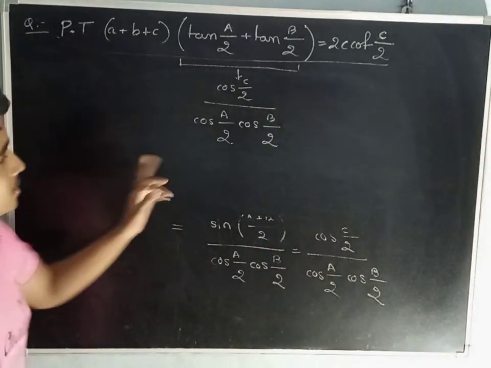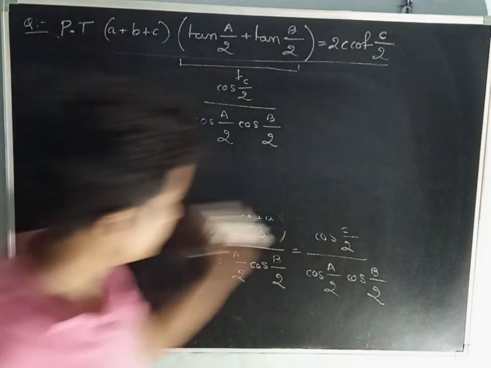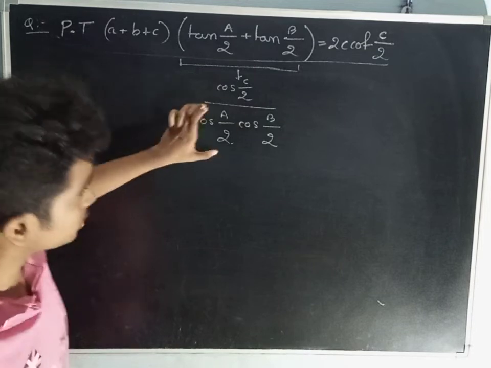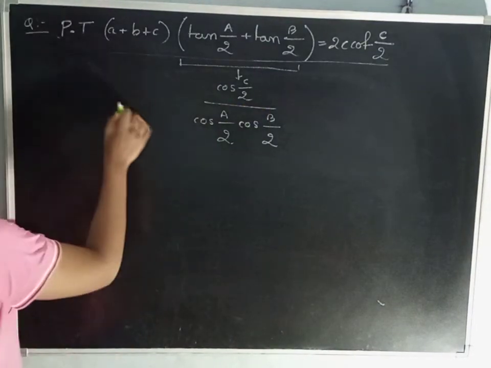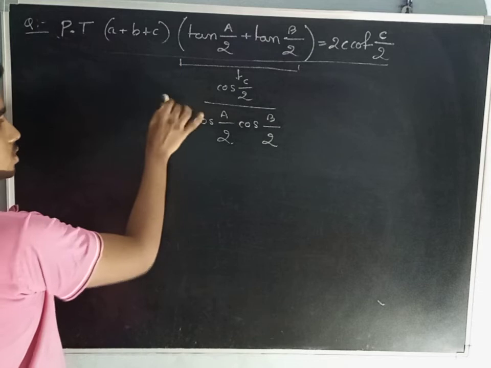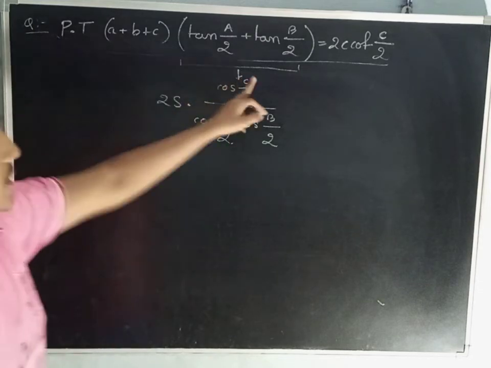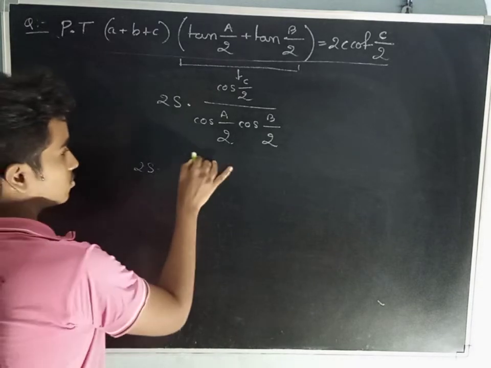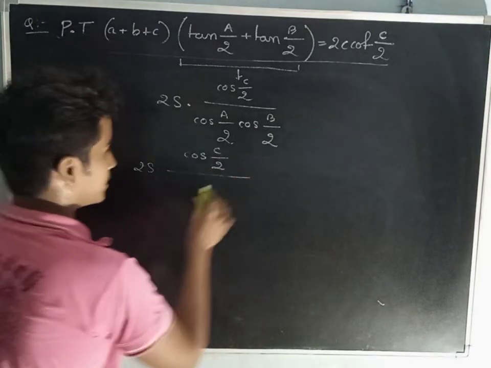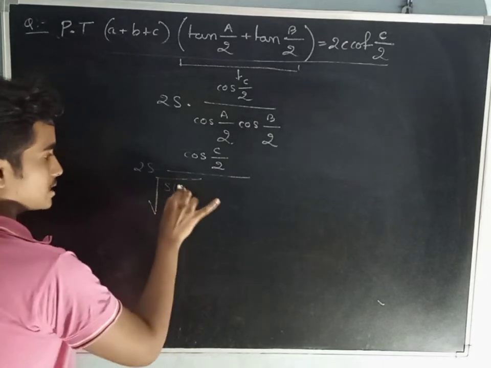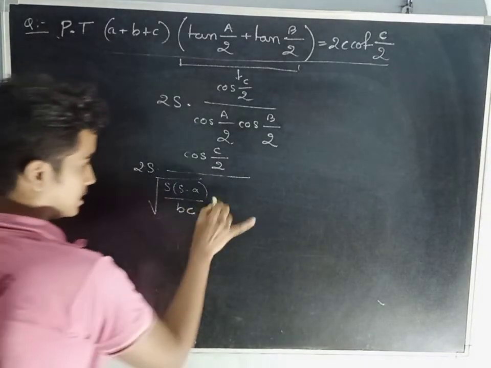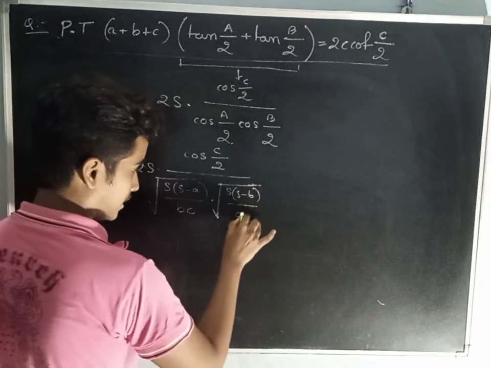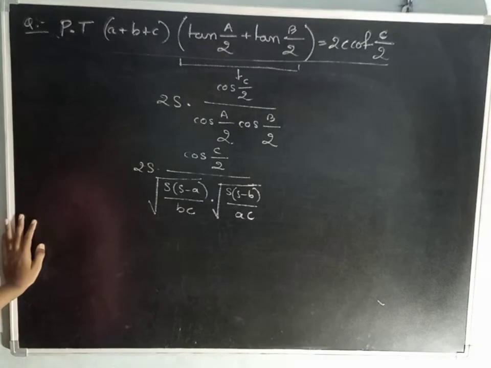Okay. So what I am going to do, I am not going to apply for this. I am now going to consider these two only. It's nothing but a plus b plus c, which is 2s into cos C/2 by cos A/2 cos B/2. That is 2s into cos C/2 by root of s(s minus a) by bc into root of s(s minus b) by ac. Okay.